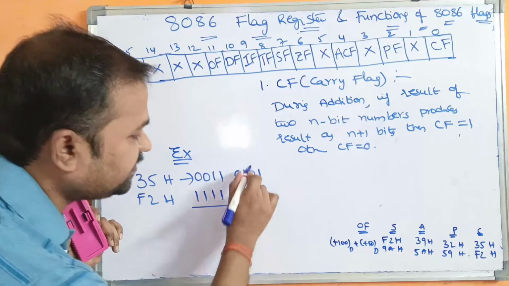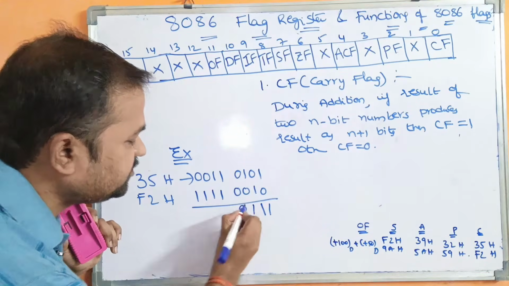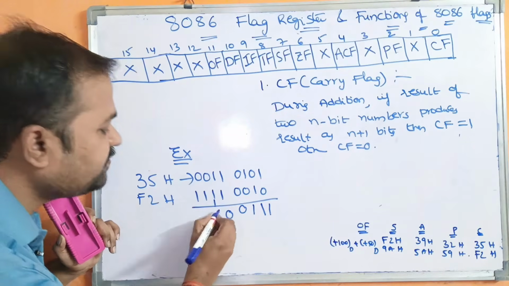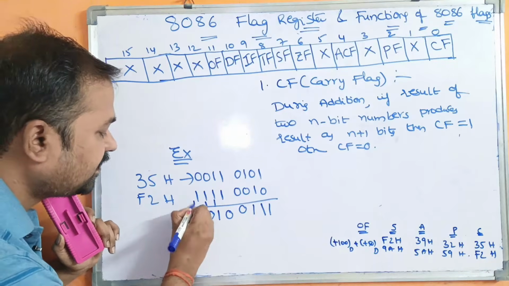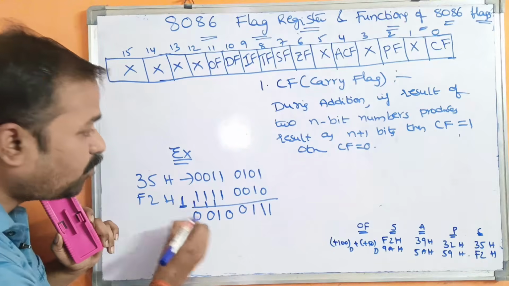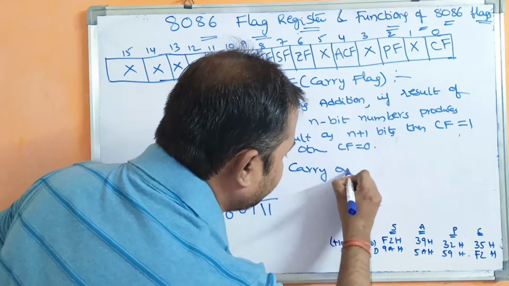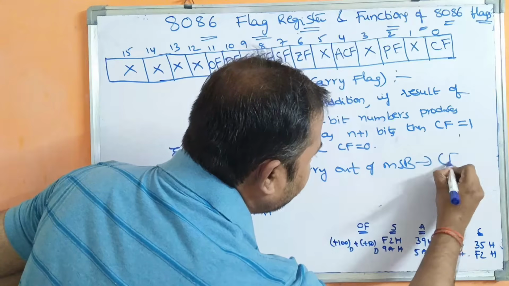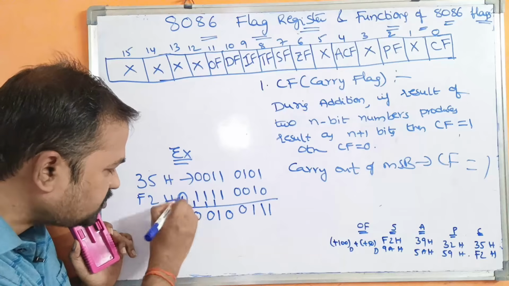Let us perform the addition operation. 1 plus 0 means 1. 0 plus 1 means 1. 1 plus 0 means 1. 0 plus 0 means 0. 1 plus 1 means 0 with a carry 1. Triple 1 means 1 with a carry 1. 1 plus 1 means 0 with a carry 1. 1 plus 1 means 0 with a carry 1. Here there is a carry out of the most significant bit. If there is a carry out of the most significant bit, then CF will be set.